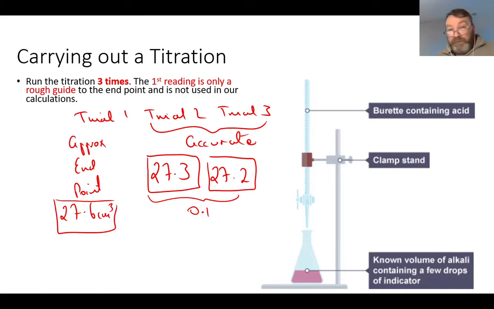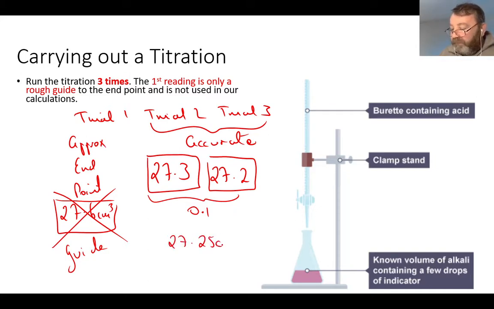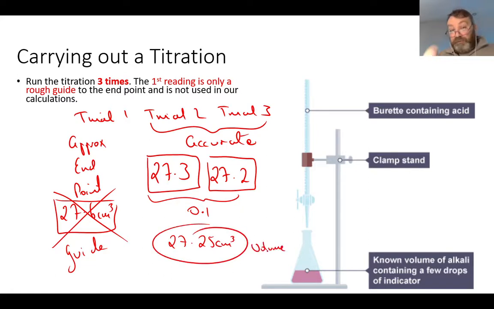Now I'm only allowed to take one reading. Only one reading can come back into my formula. So how do I do that? Well, first of all, you never use the first one. The first one is only a guide. That's all it is. So what do I do with the other two? How do I work out which one to use? The answer is you use neither, unless, of course, they're both the same. You get the average of both, which will come out as being 27.25 centimeters cubed. And that is going to be the volume of acid that you will use in your V1M1 equals V2M2 formula. Okay, so that's how we run a titration.